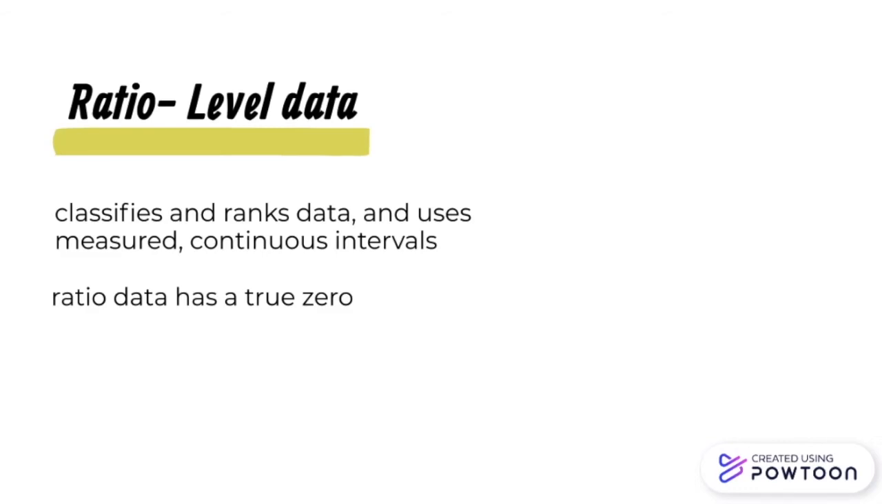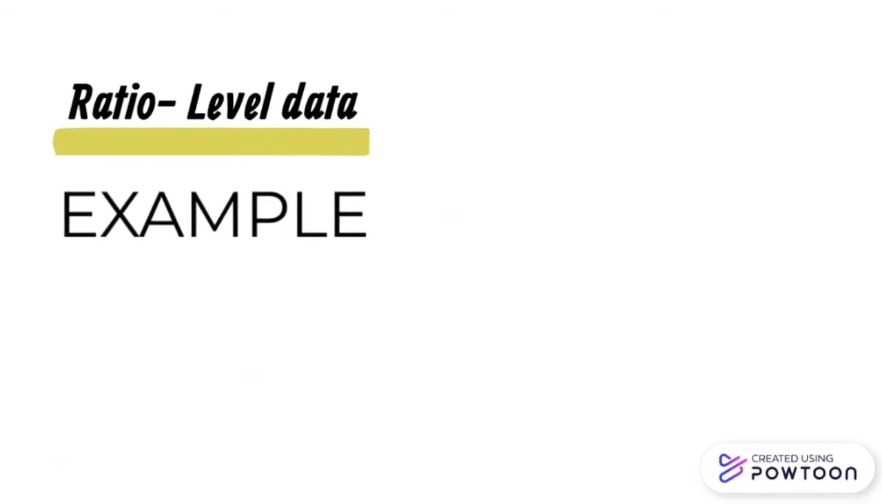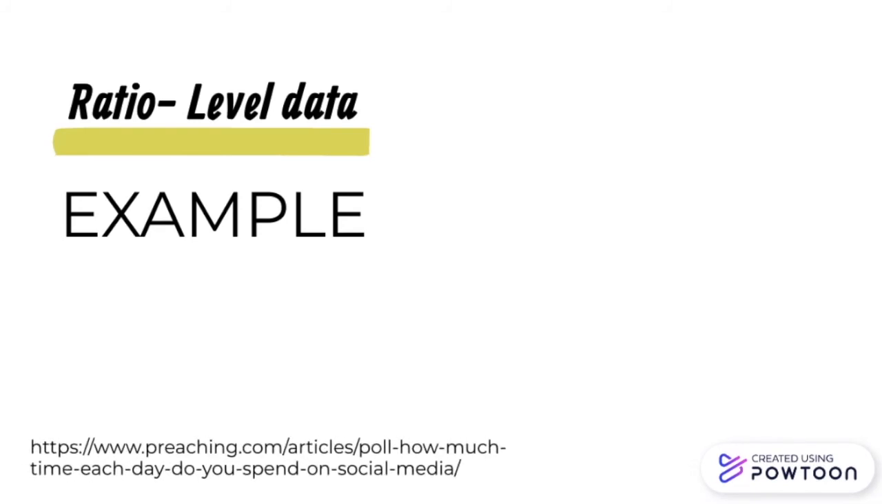Speed, age, or weight are all excellent examples since none can have a negative value. You cannot be minus 10 years old or weigh minus 160 pounds. For an example of the ratio level data, based on this link, www.preaching.com.